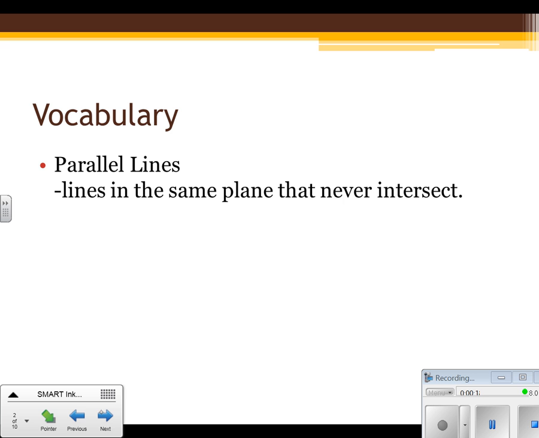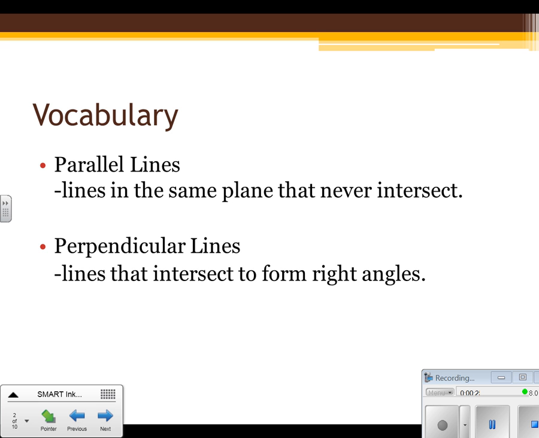We'll start with parallel lines, or lines in the same plane that never intersect. Perpendicular lines are lines that intersect to form right angles.